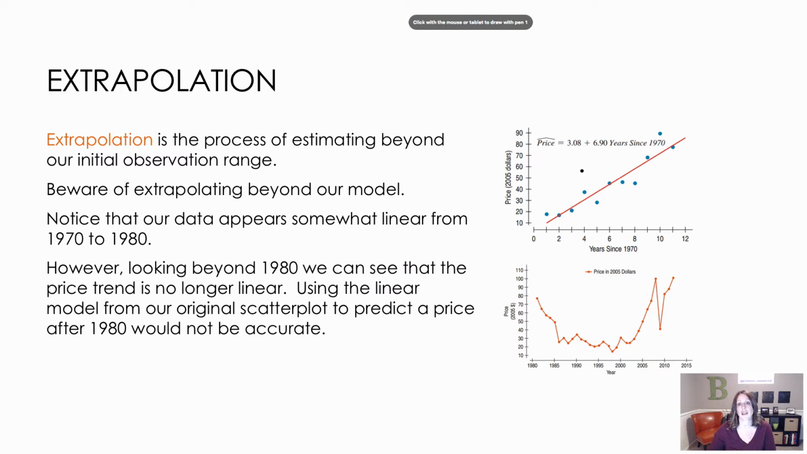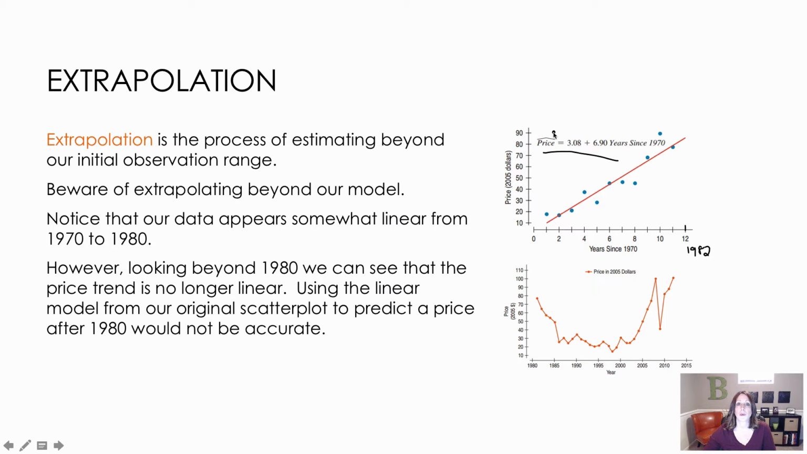So for instance, on my first scatter plot, I have the years since 1970, and then I have price based on what the dollar was worth in 2005. So in years since 1970, I can see that this first scatter plot goes to 1982. And from 1970 to 1982, my data appears to be fairly linear, and that I could use the model to essentially predict what's going to happen in, say, the year 2000 or 2015, etc.